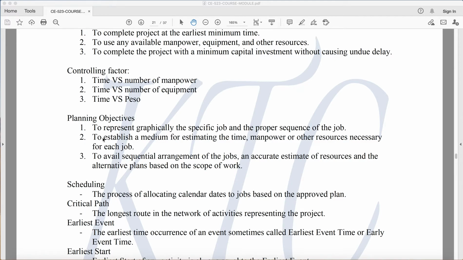Number two, to establish a medium for estimating the time, manpower, or other resources necessary for each job. So, when we say establishing a medium for estimating our resources, nagkakaroon tayo ng aid or nagkakaroon tayo ng platform on how we should do things, and it gives us a better idea or perspective on how things are running.